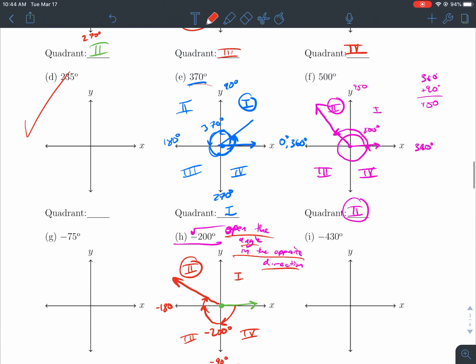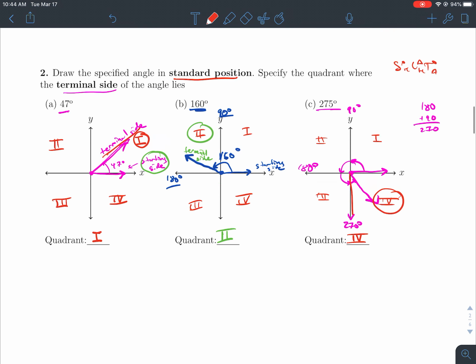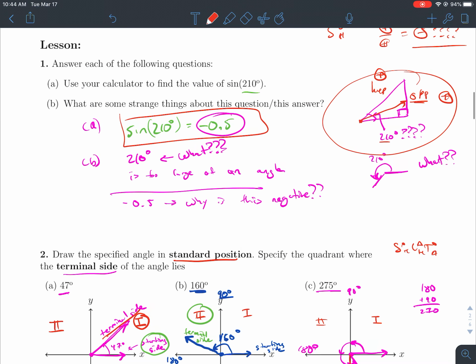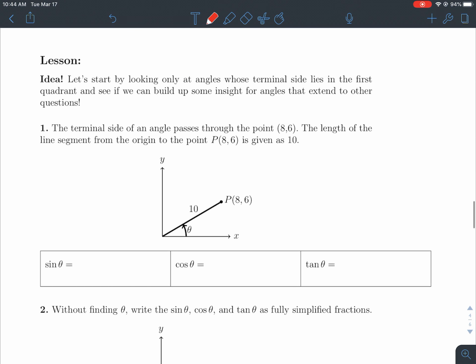So the goal is now we know where these angles are going to be, right? We graphed all these big angles in the coordinate plane. How do we connect this with our idea of SOHCAHTOA to define right angle trigonometry for these? So let's start by looking at only angles whose terminal sides lie in the first quadrant.